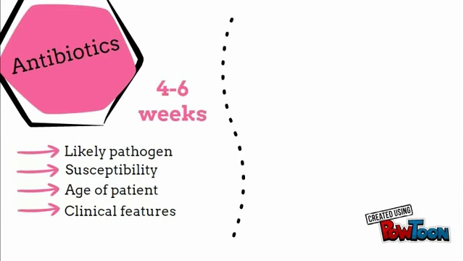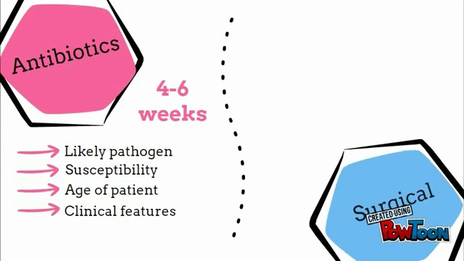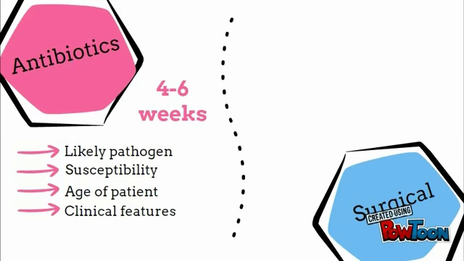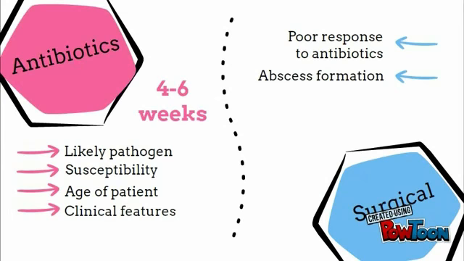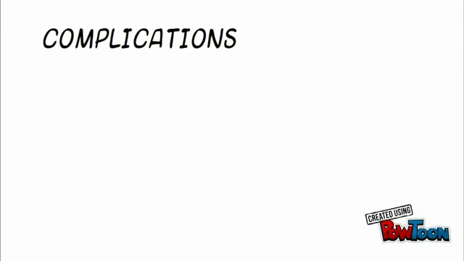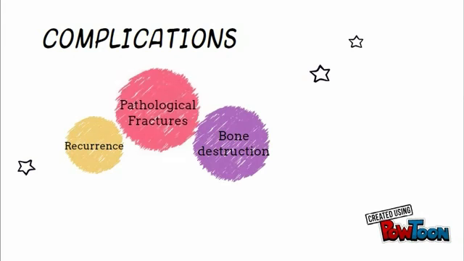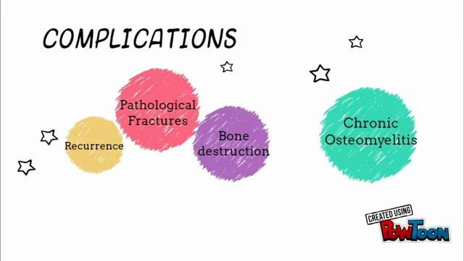Although management is primarily medical, there are 3 main indications for surgical management: if the infection fails to respond to antibiotics within the first 48 to 72 hours, if there are subperiosteal and soft tissue abscesses present, and if devitalized bone needs to be excised and debrided. Unfortunately, even in patients treated appropriately, complications of osteomyelitis can occur. These include recurrence of bone infection, bone destruction and pathological fractures, chronic osteomyelitis, and impaired bone growth in children.